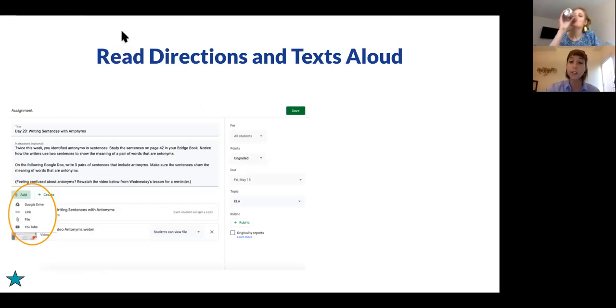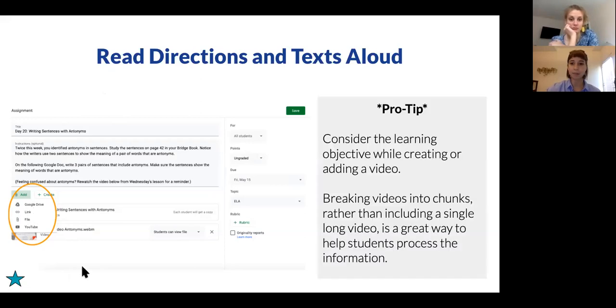So what you're going to do is when you're creating an assignment, click on Add, and from there you're going to be adding in a video of yourself reading through those directions. So some options that you have for that are using screencasting, and I'm going to show you that in just a moment.